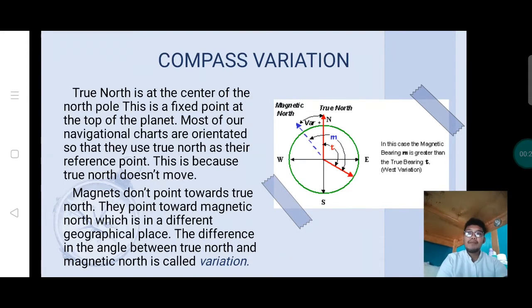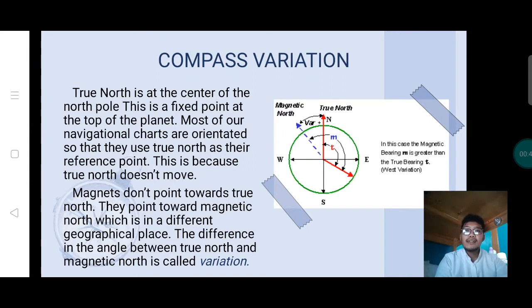We have to keep in mind that there are two norths, which are the true north and the magnetic north. True north is situated at the peak of the Earth, while the magnetic north's location is not constant. All steering compasses, hand compasses, and other magnetic devices point towards the magnetic north. On the other hand, charts are all oriented towards the true north.